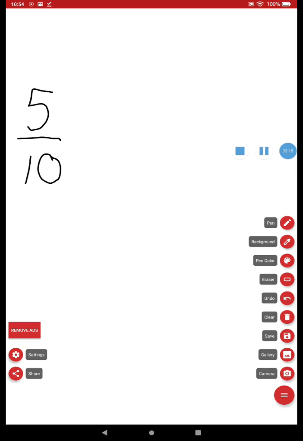Let's prove it first by math. Well, what's a number that can fit inside of 5 and 10? Well, 5 can fit inside of both of them, so I'll divide it out. 5 divided by 5 is 1. 10 divided by 5 is 2. So 5/10 simplified is 1/2.